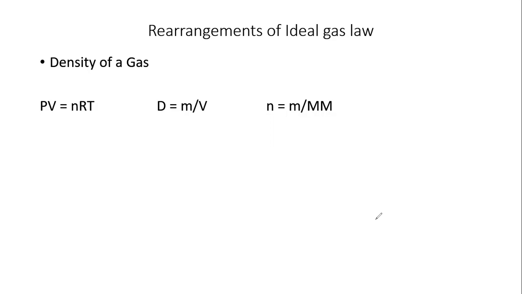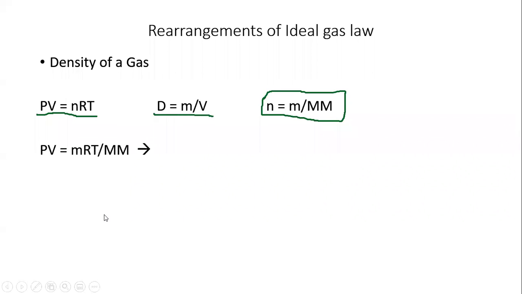And so the ideal gas equation, as we all know, is PV equals nRT. And we know that density is mass over volume. And so to find the density of the gas, somehow we have to convert PV equals nRT to include mass in it. And so what we're going to do is substitute n in the ideal gas equation with mass over molar mass. And so when we do that, we get PV equals mRT over the molar mass.